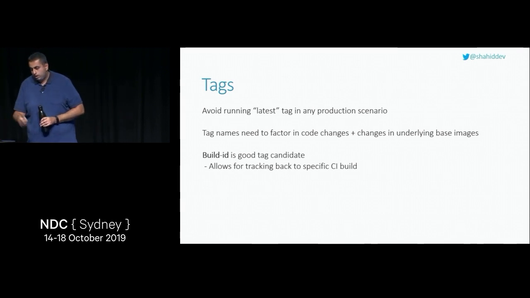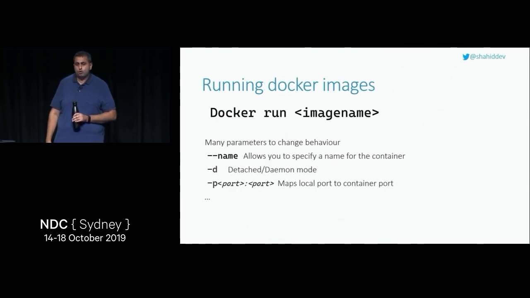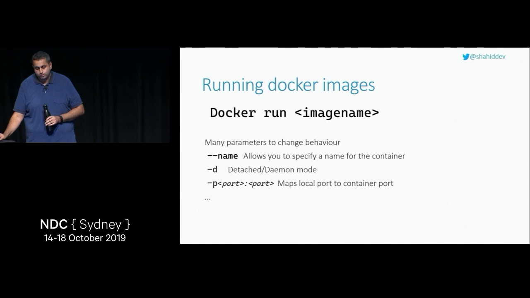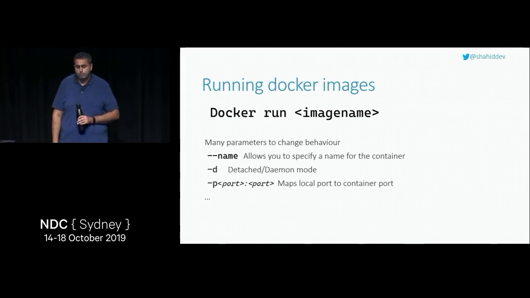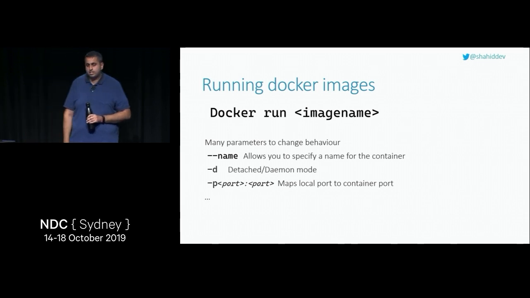So I've got my image. How do I run it? Do docker run and give it the name of the image. It's the most simplistic way of doing that. There are a number of parameters here. I've listed only a handful there. We'll have a look at this when we do the demo. So for example, I can specify a name for this particular container. So now I'm running the image to create a container.